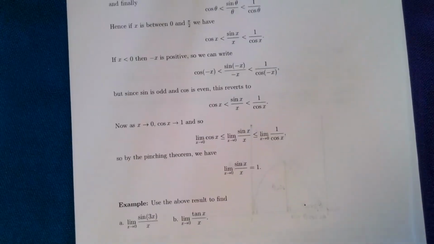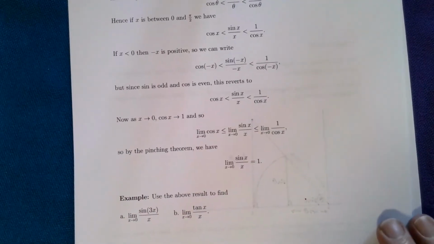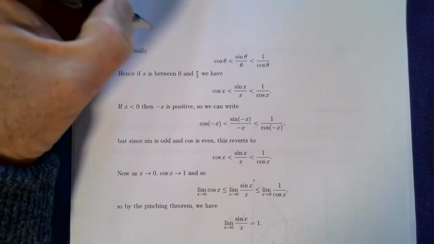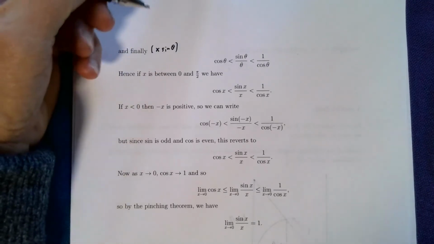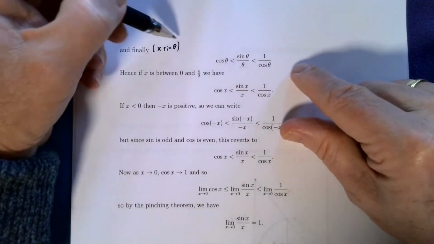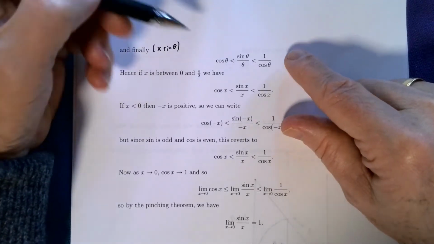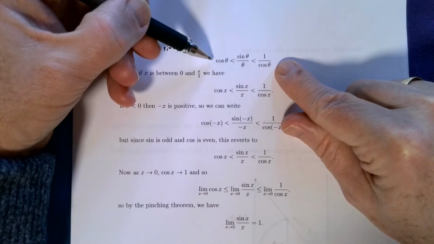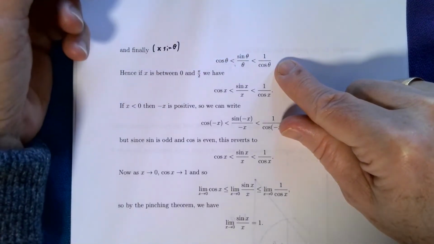And all I've done there is I have multiplied both sides by sine theta. Okay, so I'll just write in here what I've done. I've multiplied the previous inequality by sine theta. Now sine theta is positive, there's no worries here because theta is between 0 and 90. And that lands me at this very nice inequality, because this is looking very much like the limit we were looking at.